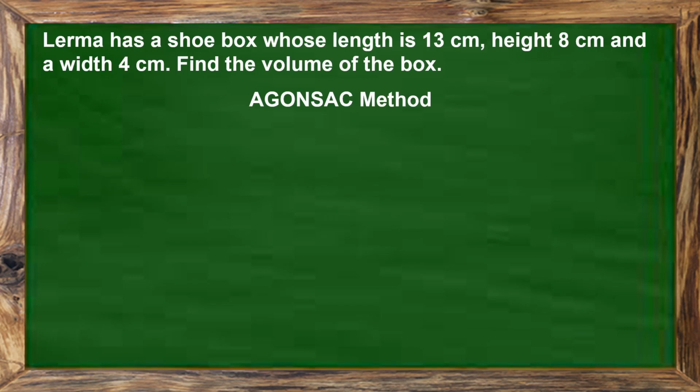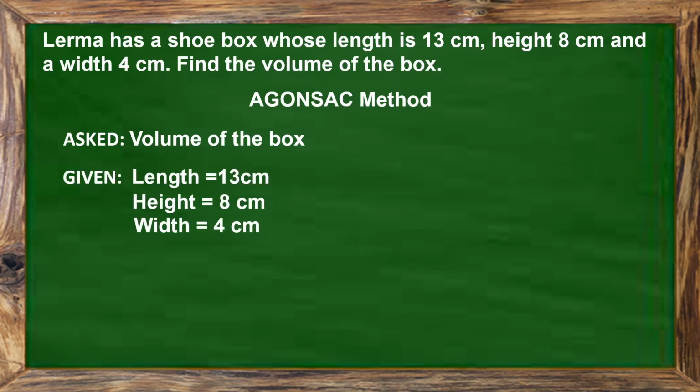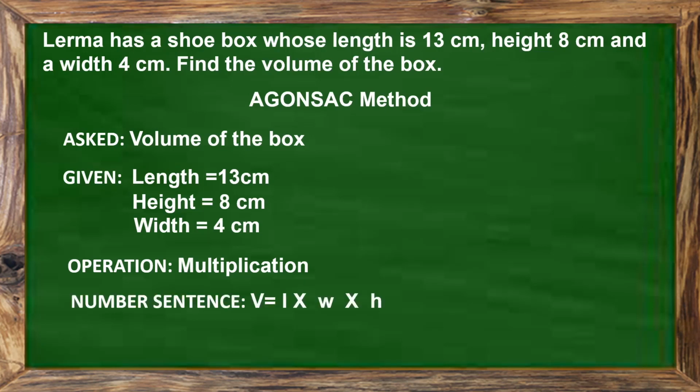Okay, asked: volume of the box. Given: length 13 centimeters, height 8 centimeters, width 4 centimeters. Operation: multiplication. Number sentence: volume is equal to length times width times height. Volume is equal to 13 times 4 times 8, where length is 13, width 4, height is 8.